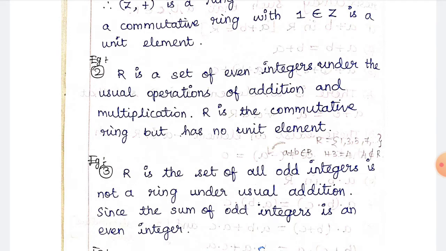The third example: R is the set of all odd integers, which is not a ring under usual addition, because the sum of odd integers is an even integer. So R, the set of all odd integers, is not a ring, because 1 plus 3 is equal to 4, and that 4 does not belong to R. 3 plus 5 is equal to 8, and that 8 does not belong to R, because R has only odd integers. So the sum of odd integers is an even integer. That is the reason R is not a ring.